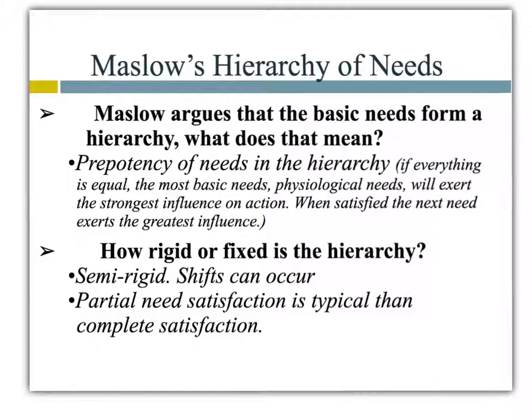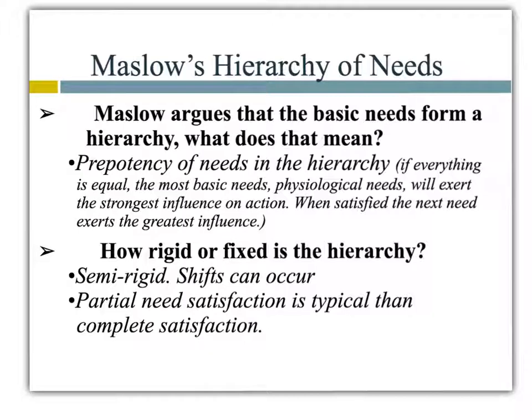Maslow argues that the basic needs form a hierarchy. And what does that mean? That means that if everything is equal, the most basic needs, physiological needs, will exert the strongest influence on action. When satisfied, the next need exerts the greatest influence, and so on all the way up the pyramid until you reach self-actualization.